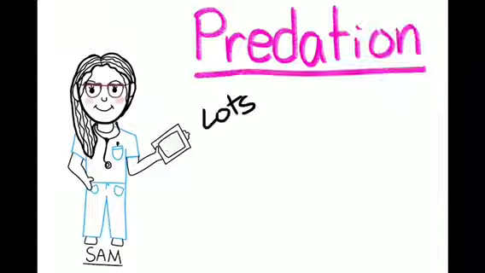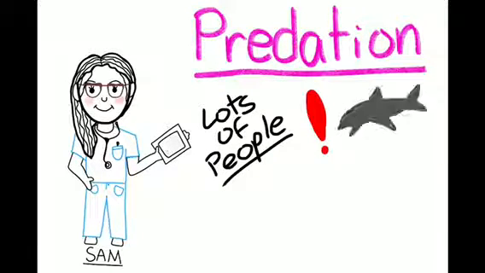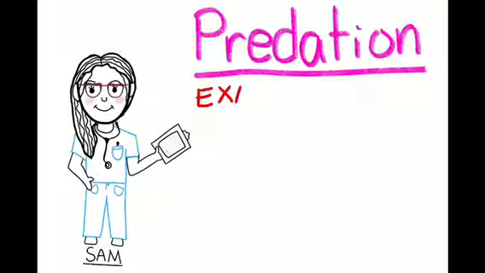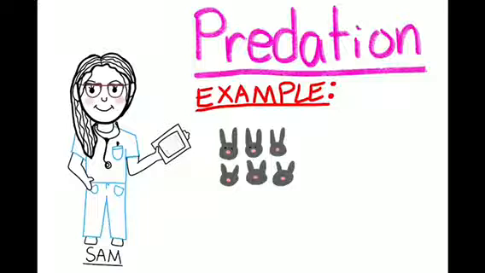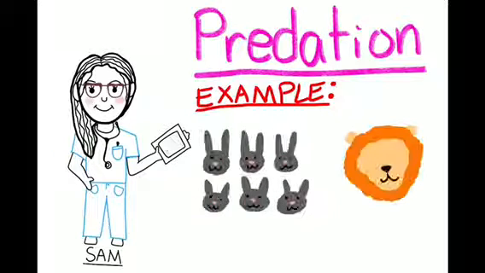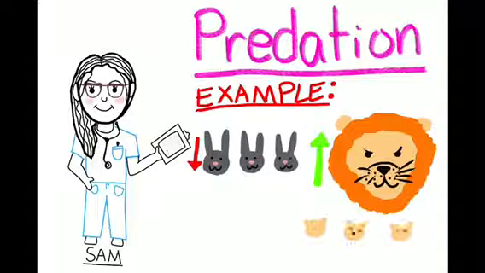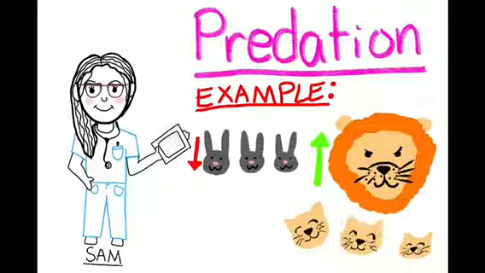Predation. When the population is large, it may attract predators, animals that want to eat others, like sharks. When these predators, such as a lion, eat for example rabbits from the population, the number of rabbits will decrease, but the number of lions might increase because they are eating.